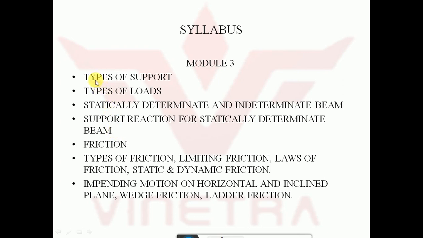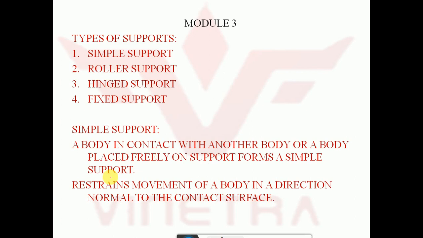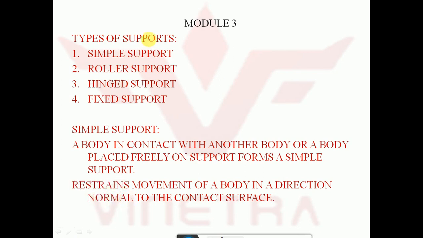In this video we will finish off types of support. There are mainly four types of support. First is simple support, next is roller support, next is hinged support, and then fixed support. Now the question arises: what are these supports, where are they used, and what is the necessity of these supports? We will see all those things.